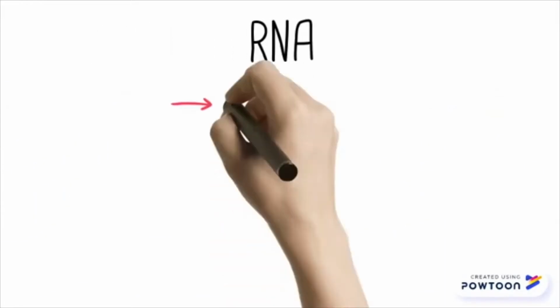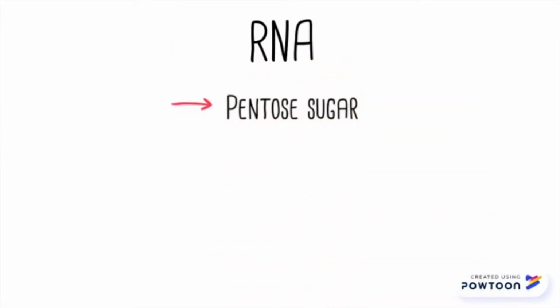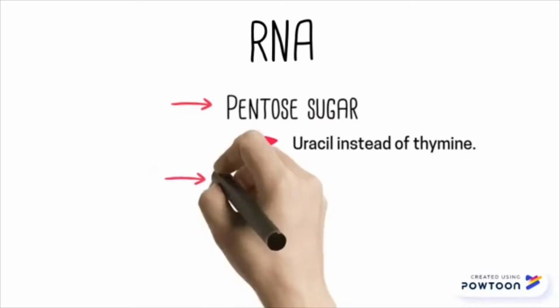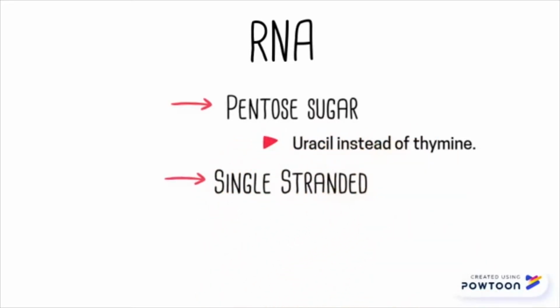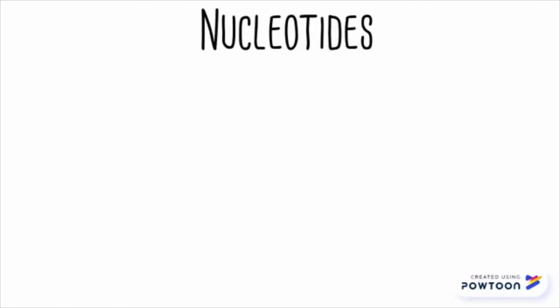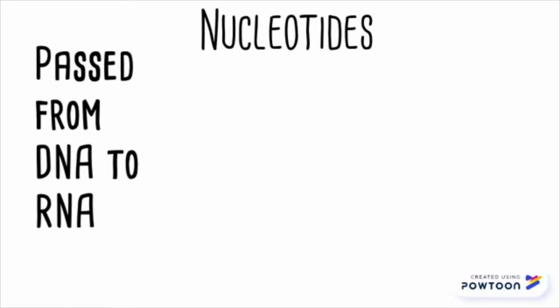In the RNA, the pentose sugar is ribose and not deoxyribose. It contains uracil instead of thymine. They're generally single-stranded with partial double-stranded regions due to folding back of its single chain of nucleotides. The information is typically passed from DNA to RNA to the proteins.